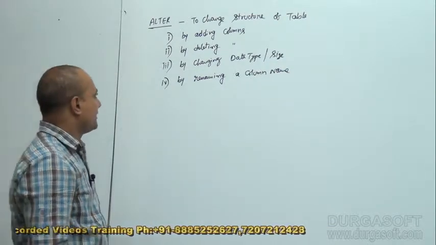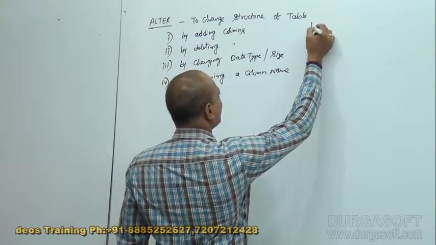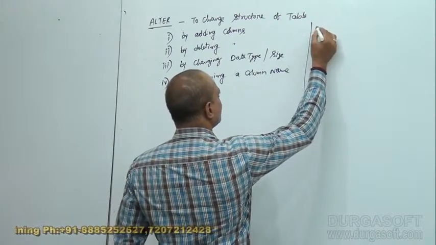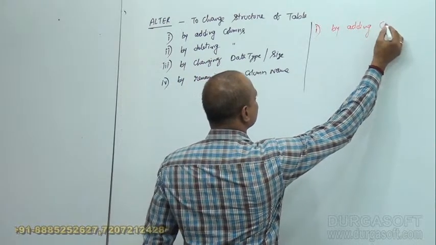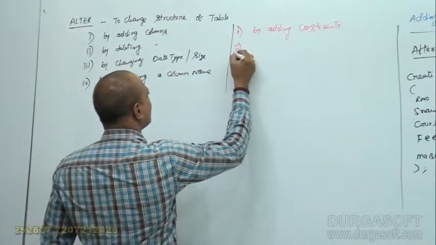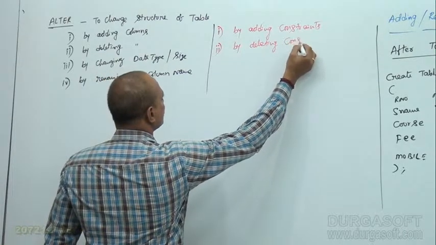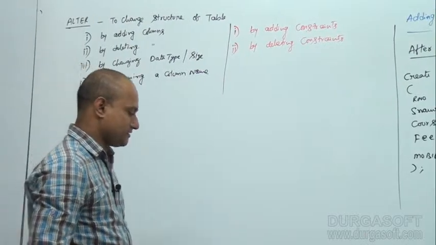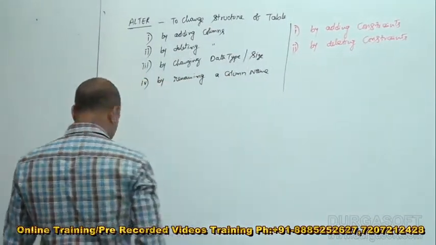These are the points. Along with these, what else can we do by using the alter command? See, here I am writing about constraints. By adding constraints, you can add constraints, and also by deleting constraints, we can delete the constraints. So how can I add a constraint? See how to add a constraint after table creation.